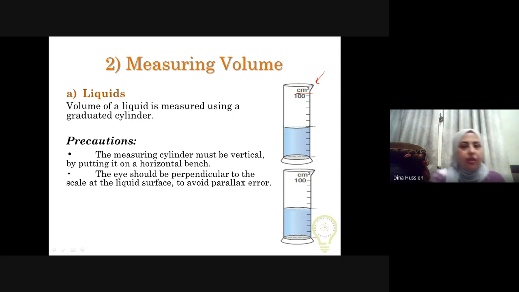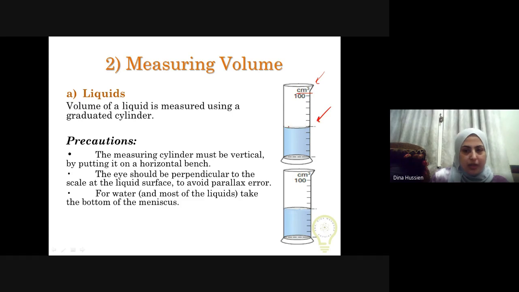Then there's something else as a precaution. In most liquids, as you can see in this example, the surface is not straight. It has a curved shape, curving downward. Another liquid has a curve shape upward. The liquid that curves downward is like water. The one that curves upward is like mercury.